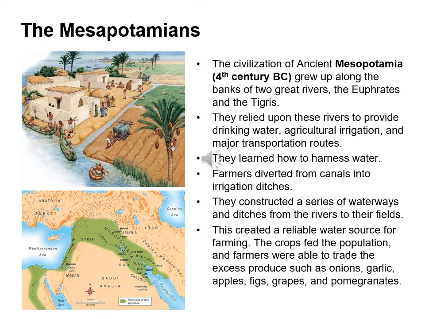They constructed a series of waterways and ditches from the rivers to their fields, and this created a reliable water source for farming. The crops fed the population, and the farmers were able to trade the excess produce such as onions, garlic, apples, figs, grapes, and pomegranates.